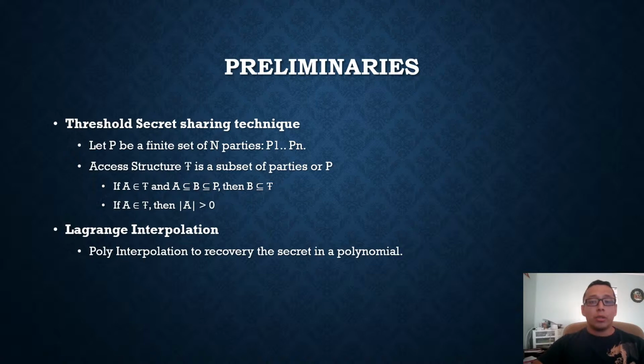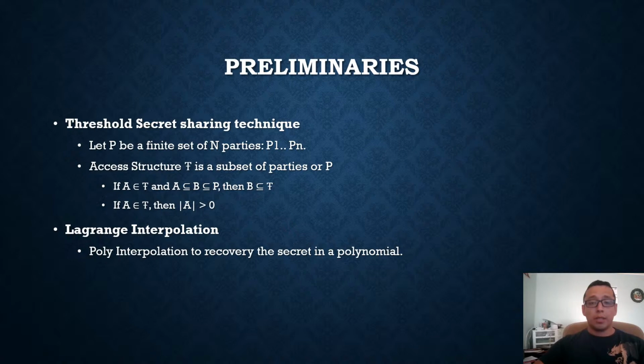To understand the threshold secret sharing technique, we need to understand an access structure, which is a set of subsets of parties, or P. And P is a finite set of n parties, P1, P2, all the way to Pn. And one concept for the access structure is: if a subset A belongs to the access structure, and A is a subset of B and B is a subset of P, then B belongs to the access structure.